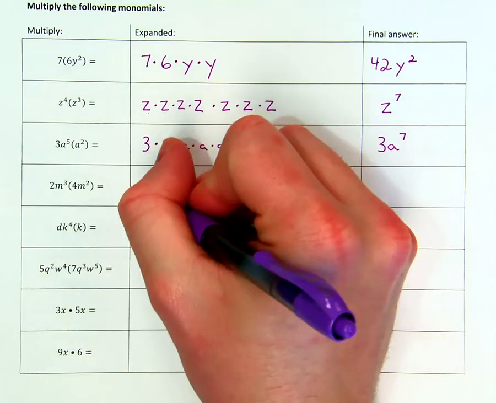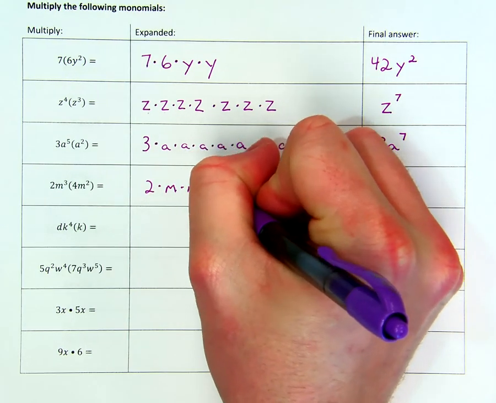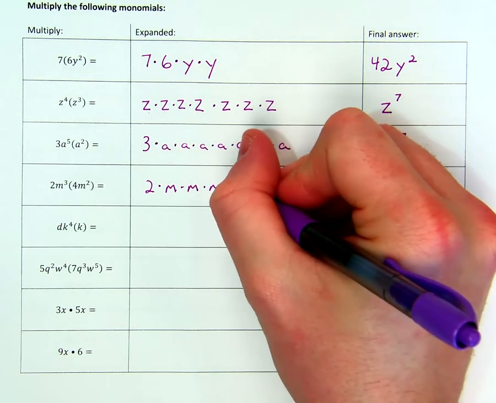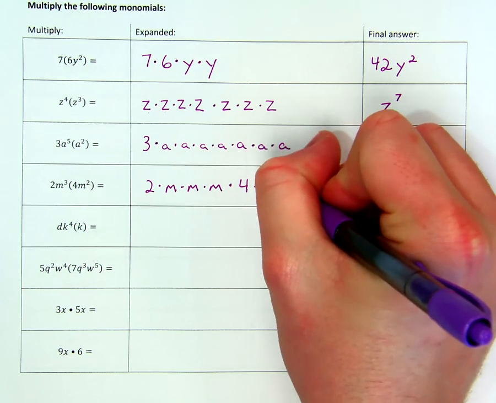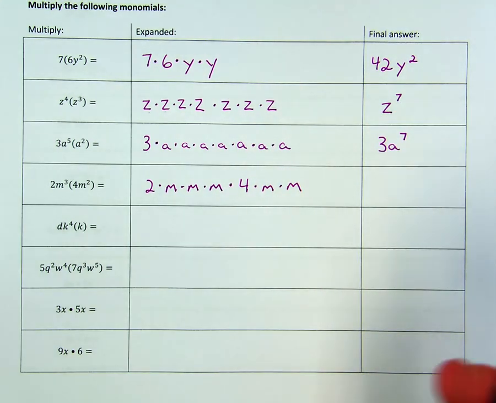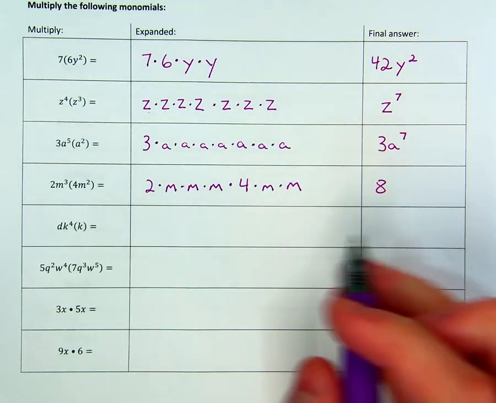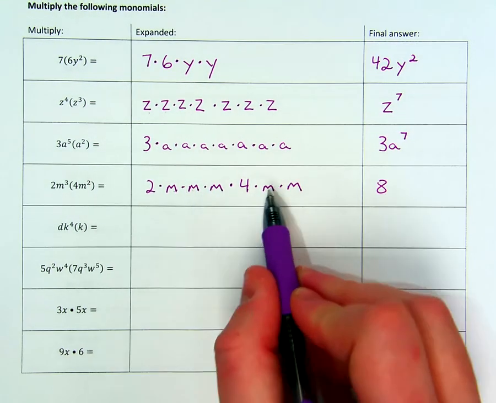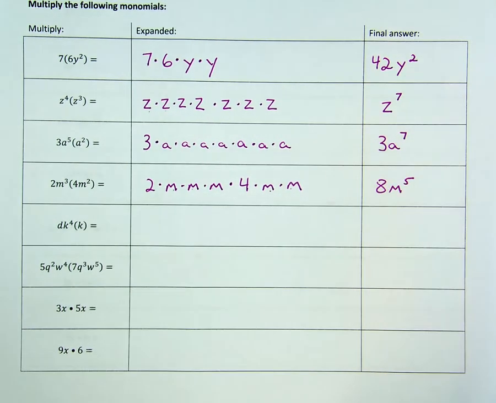The next example is 2m to the third, so expanded out, it looks like this. And that's being multiplied against 4m squared, which expanded out looks like this. Remember, it's numbers times numbers and letters times letters. 2 times 4 is 8, and we have 1, 2, 3, 4, 5 m's all being multiplied against each other, resulting in a final answer of 8m to the 5th.